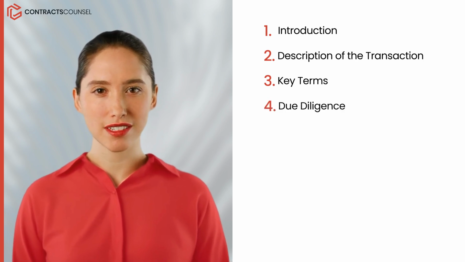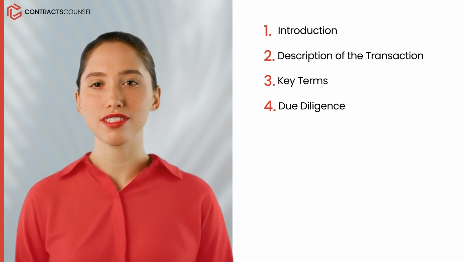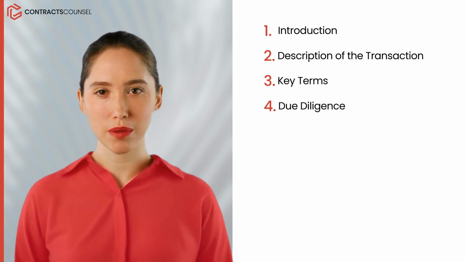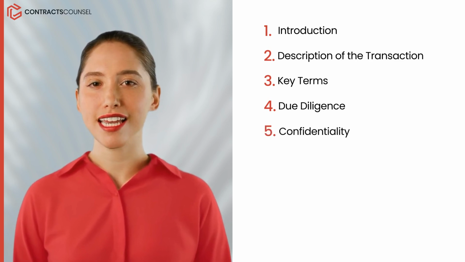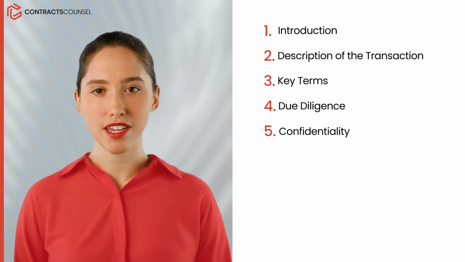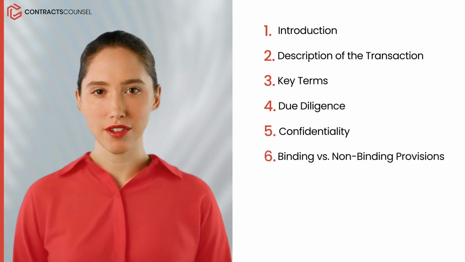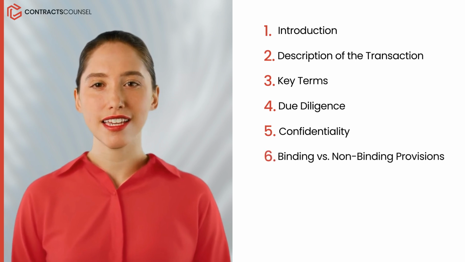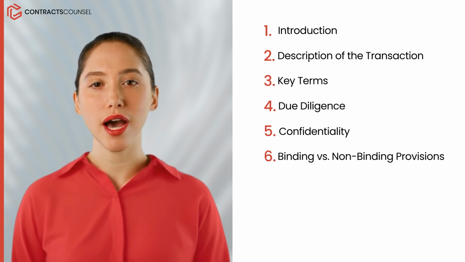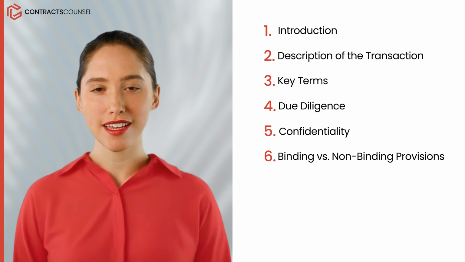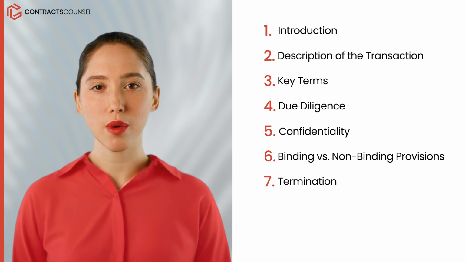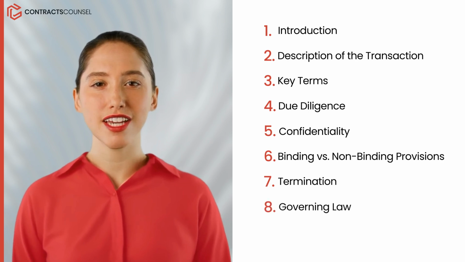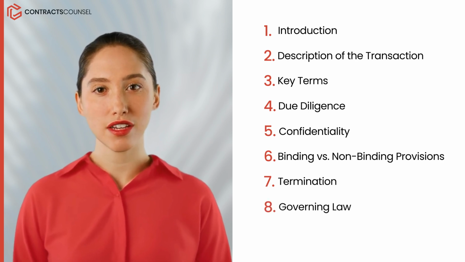4. Due diligence. This section describes any due diligence that needs to be completed before the final agreement is signed. 5. Confidentiality. This section protects any confidential information shared during the discussions. 6. Binding versus non-binding provisions. This section specifies which parts of the LOI are legally binding and which are not. 7. Termination. This section outlines the conditions under which the LOI can be terminated by either party. 8. Governing law. This section states which jurisdiction's laws will govern the LOI.